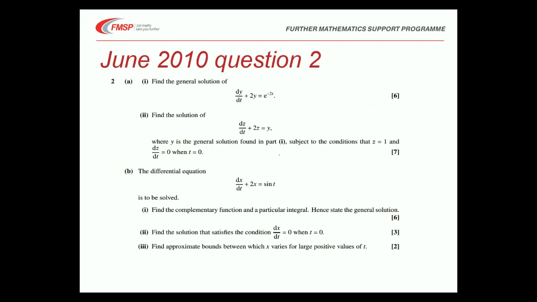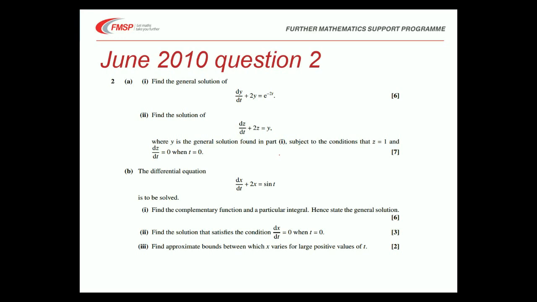Let's have a look at another exam question. This is from the June 2010 paper this time. Again, it's question 2. There are only ever 4 questions on a DE paper, and almost certainly one of them is going to involve a bunch of first-order differential equations. So in reviewing this stuff, you're probably reviewing a quarter of the course, or a quarter of the exam.